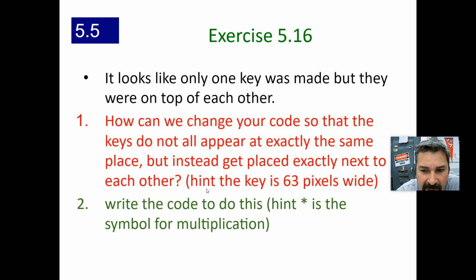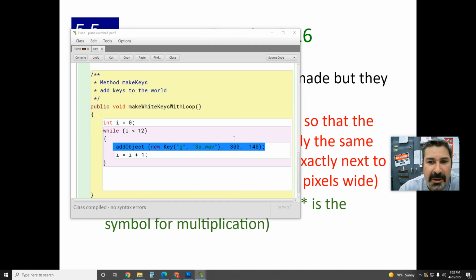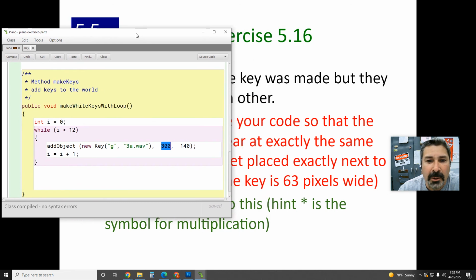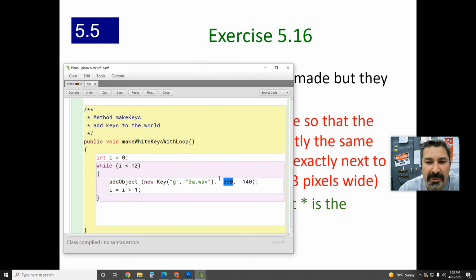All right, write the code to do this. Hint: the little asterisk is the symbol for multiplication. See if you can fix this code right here, because we don't want them at 300. So what's the code going to be? Play around with it and see if you can figure out some code that's going to make it work.